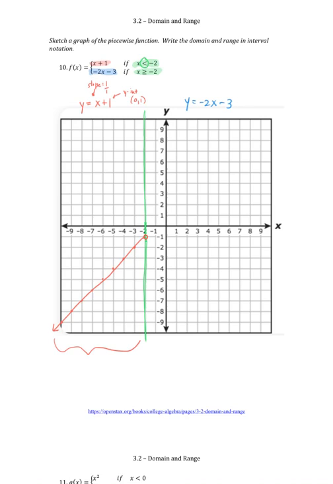Okay, so that takes care of the first part. Now we're going to do the same thing for the blue. So I'm going to go to my y-intercept. My y-intercept is (0, -3), so (0, -3) is here.